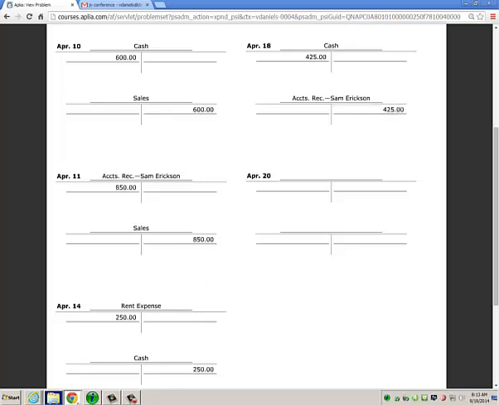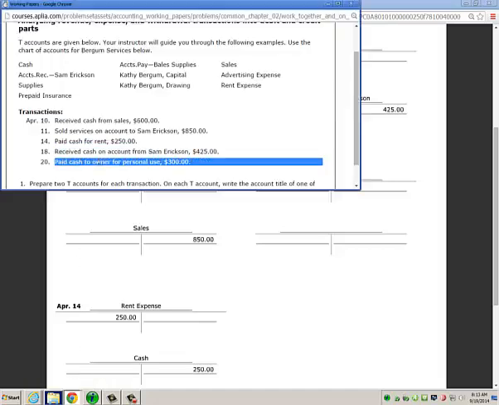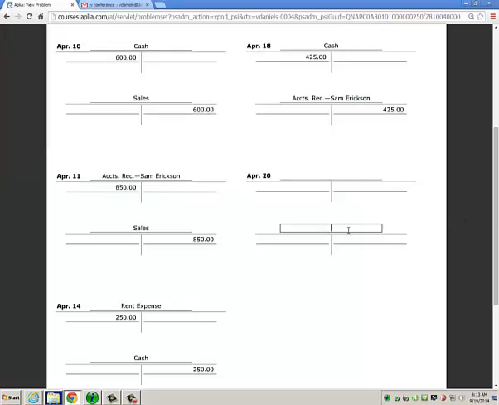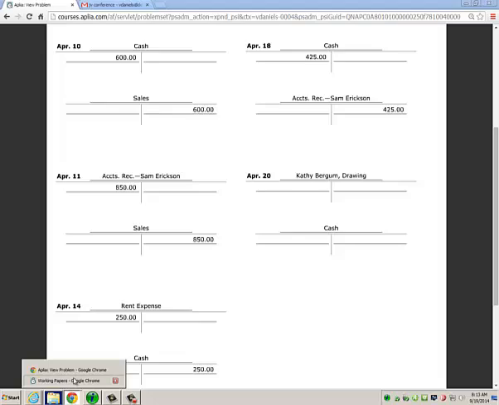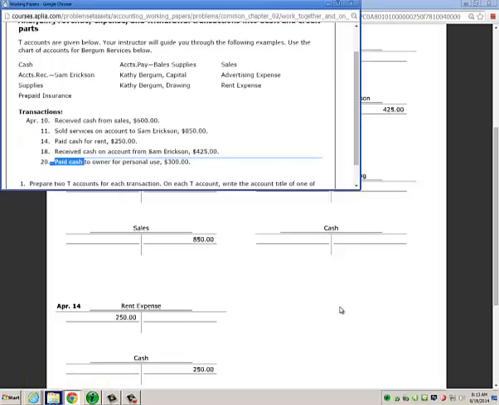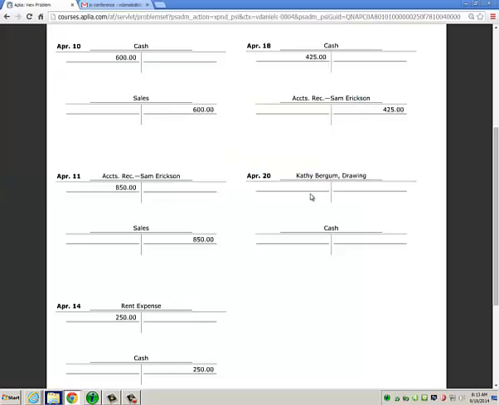There's one left. The final one is talking about paid cash to owner for personal use. Now this is one, when we did the study guide, a lot of people put capital for this, and it's not. We have a different account for this. It's called drawing, and it's right here. Drawing means the owner's withdrawing money. We also know that we're paying cash, so cash must be our credit because we're paying it, which makes our debit Kathy Burgum drawing. So drawing is usually going to be a debit, which seems a little weird at first, but it is what it is. We put a 300 in. We put a 300 in. And at this point, we are done.